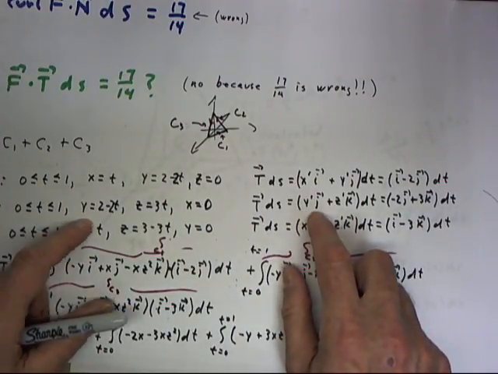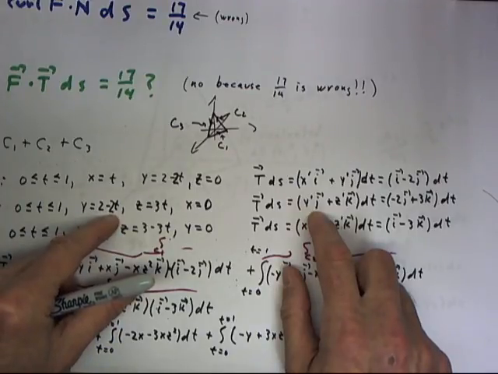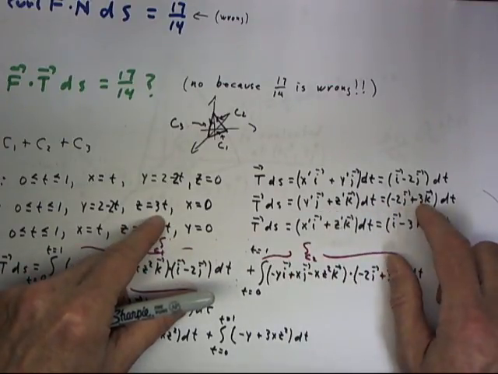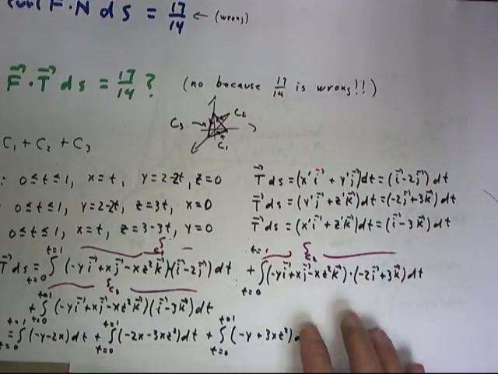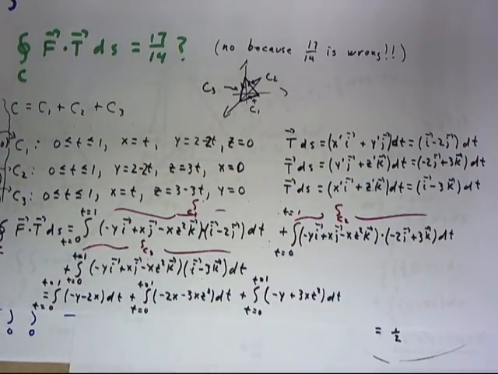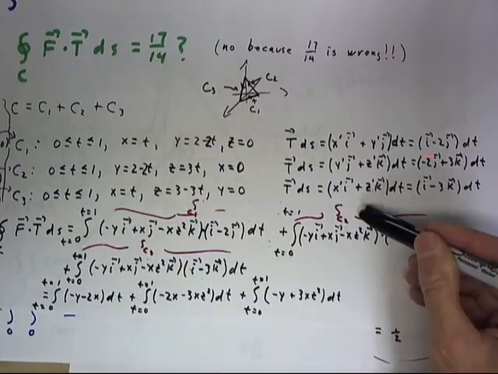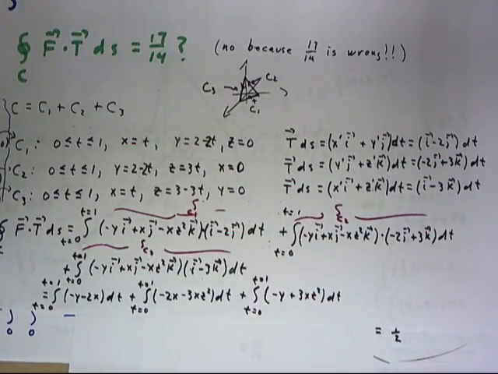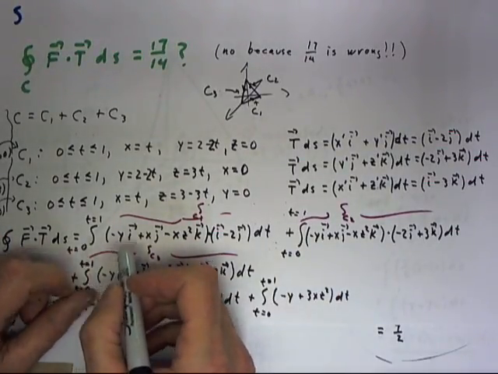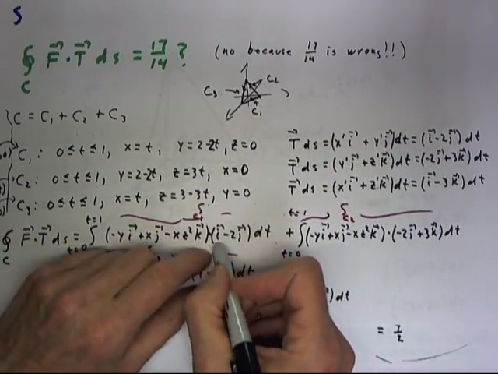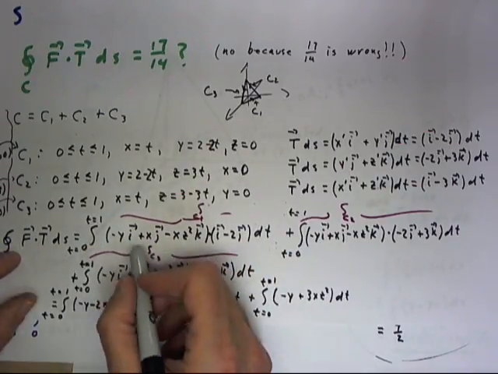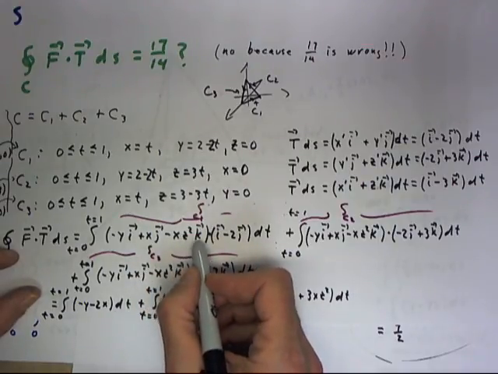Similarly here, y prime for the parameterization on C2 is negative 2, so we're going to have negative 2j. Z prime is 3, so we're going to have 3k, and very similarly on the third parameterization. So that the integral of f dot TDS is the integral over C1 plus the integral over C2 plus the integral over C3. Now, using my incorrect parameterization of C1, I got TDS as i minus 2j times dt, and we're dotting that with our f vector, which is negative yi plus xj minus xz squared k.